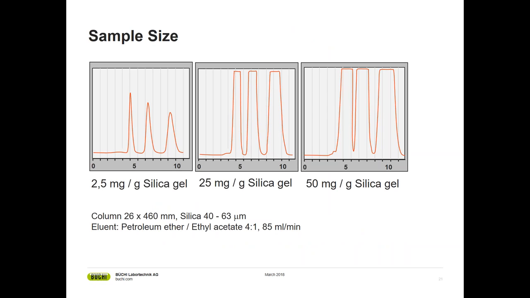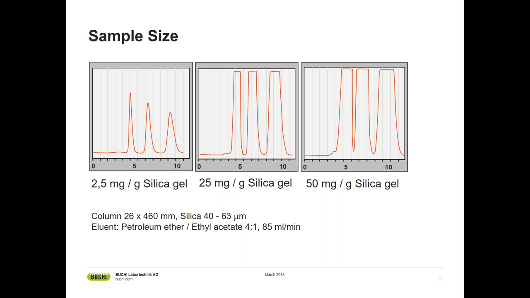Sample size is another crucial parameter which affects resolution. With the loading, you can change the width of a peak. So it's getting broader the more you load. And then at a certain quantity, neighboring peaks start to overlap, as you can see from this example. On the left side, we have a very good separation, high resolution. If we take 10 times more sample, the peaks get closer, and with 20 times more, you see an overlap.